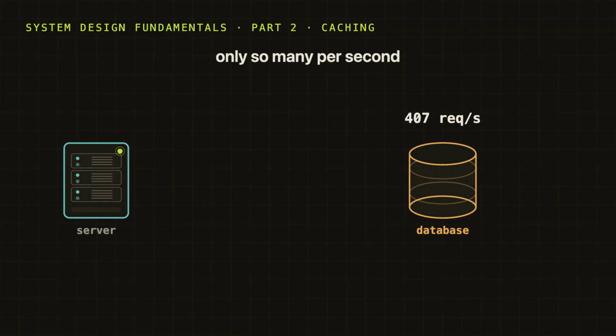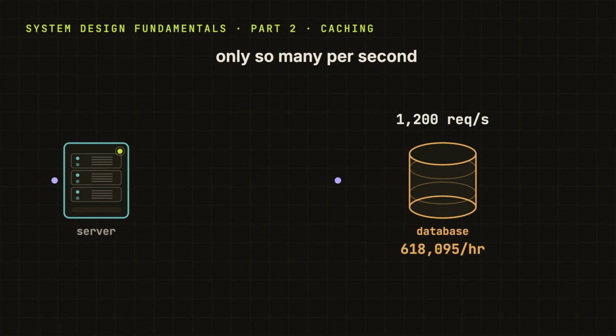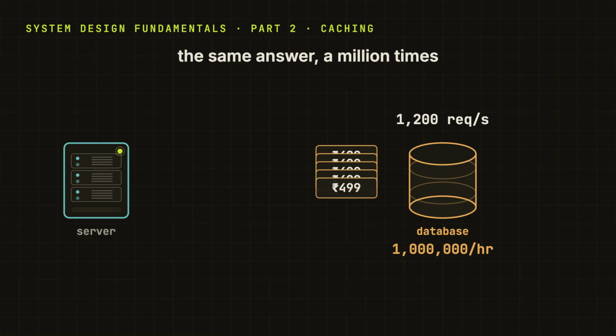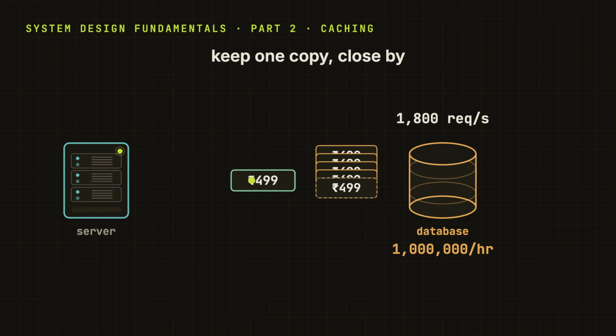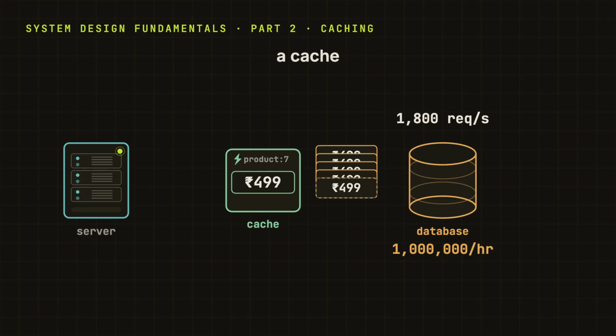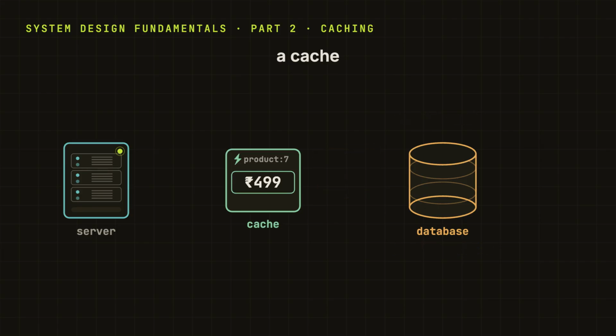Okay, our database is fast, but it can still only handle so many requests per second. And the same popular product page might be requested a million times an hour. Asking the database to fetch the exact same data a million times is wasteful, and eventually it becomes a bottleneck. So the idea is to keep a copy of the answer somewhere much faster and reuse it. And that copy is called a cache. This is one of the most important scaling tools there is.